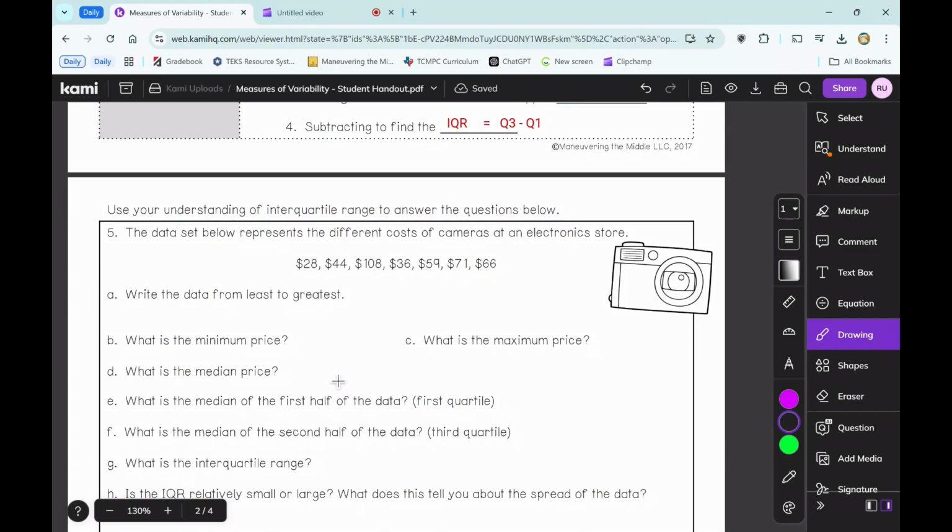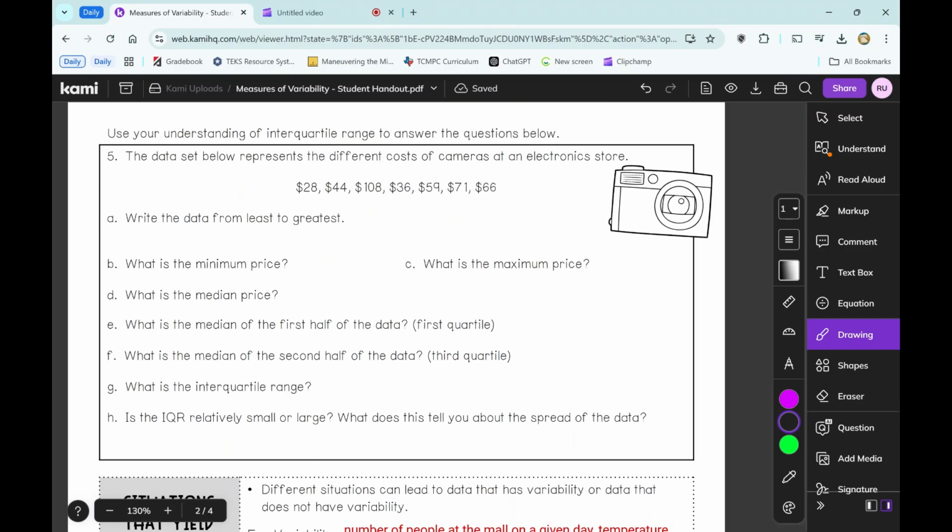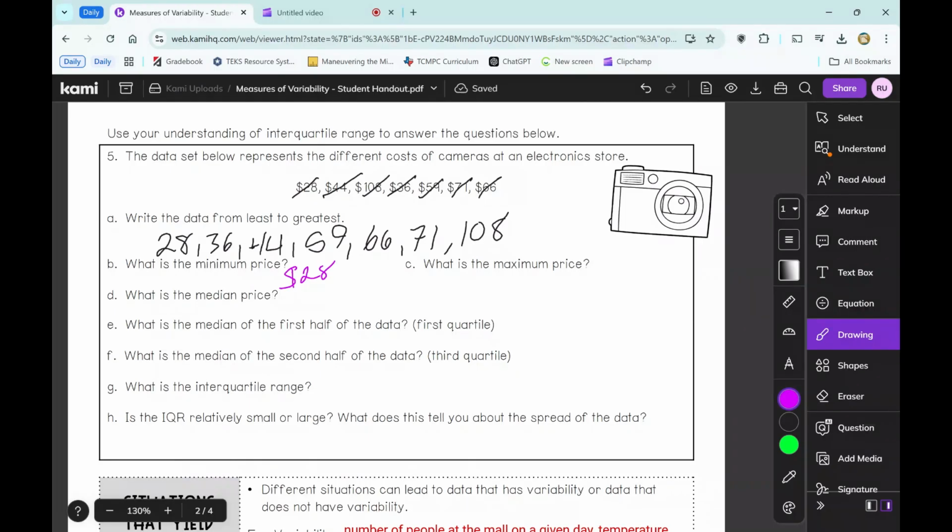So here, number 5, it says the data set below represents a different cost of cameras at the electronics store. So we have to write the data from least to greatest first to make this a whole lot easier for us. So here, go ahead and put the numbers in order from least to greatest. So now the question is asking us, what is the minimum price? In this case, the minimum price is $28. What is the maximum price? $108. So it's also asking us what the median is.